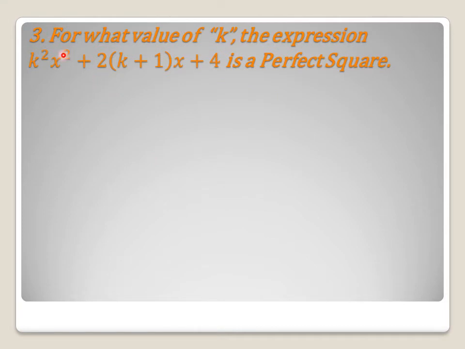Question number 3 states, for what value of k the expression k square x square plus 2 into k plus 1 x plus 4 is a perfect square. We have to find the value of k using the discriminant method. As you all know, the coefficient with x square is a, which is k square. The coefficient with x, which is 2 into k plus 1, will be b, and the constant term is c.